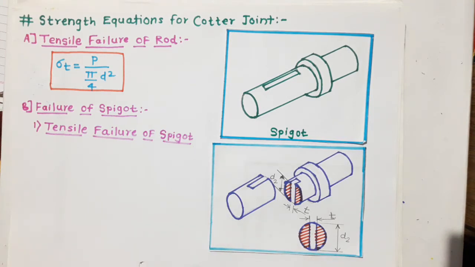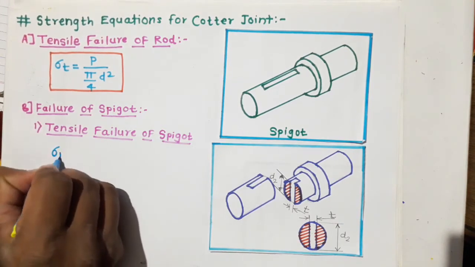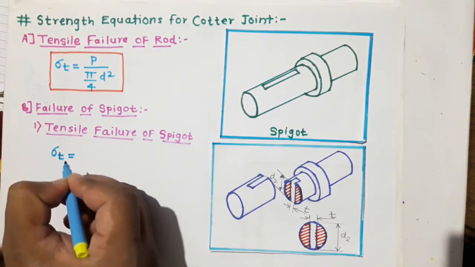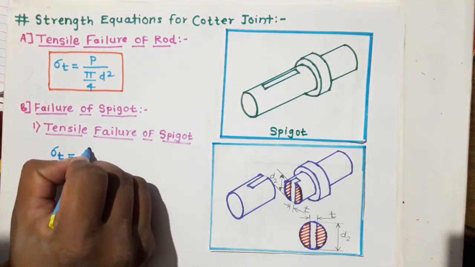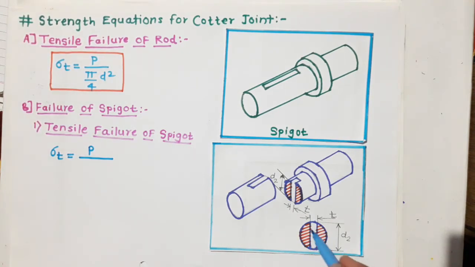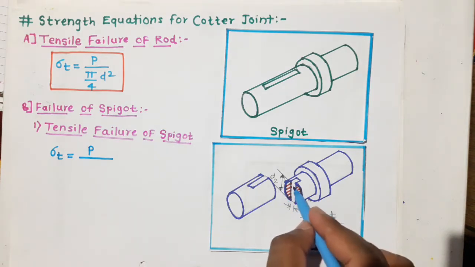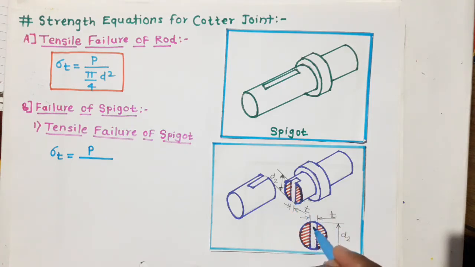So again we have to write the equation of tensile stress. Tensile stress is denoted by sigma t, which is equal to force upon area. Now the force applied on this rod of the spigot is P, upon area. Now if you look at this 2D diagram, as a slot is present in this spigot, here there is no material. So in this 2D diagram you can see I have not shown any hatching in this middle region where the slot is present.